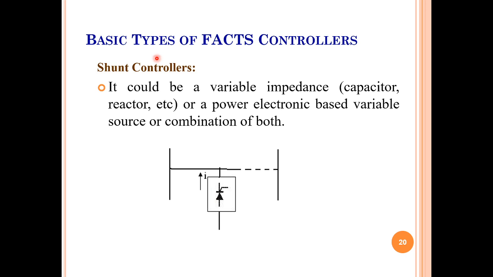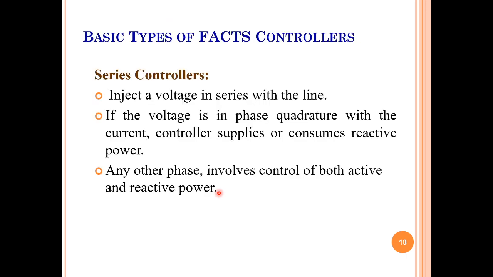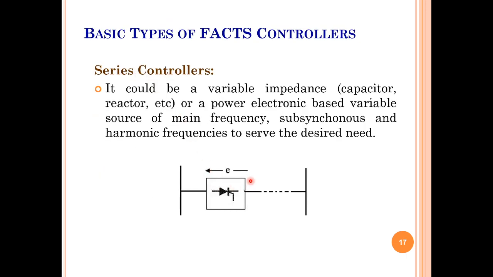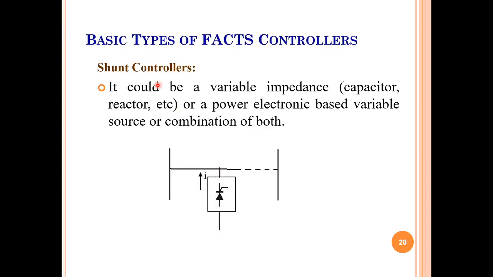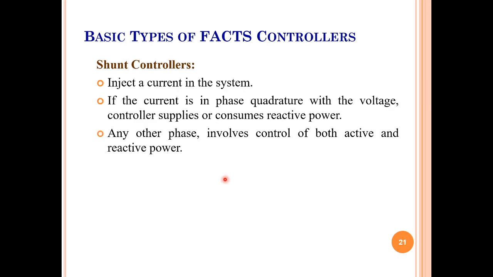Next one, shunt controllers. This one is shunt, parallel. I would like to have something in parallel. In the previous slide, observe this one: series means I would like to inject which thing? Voltage. In shunt, I would like to inject which thing? Current. Observe that parameter. Don't try to draw this one. One box that is the VSC, some transmission line, in parallel. Inject a current in the system.